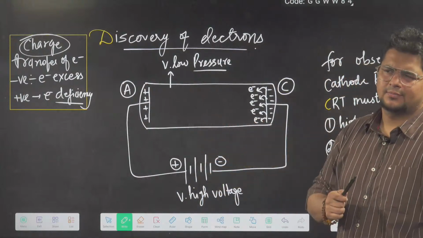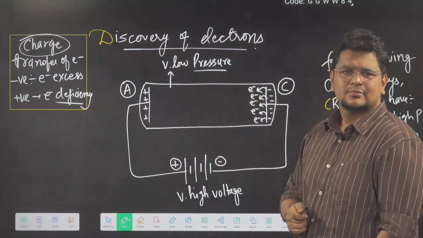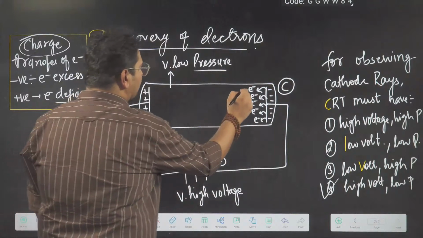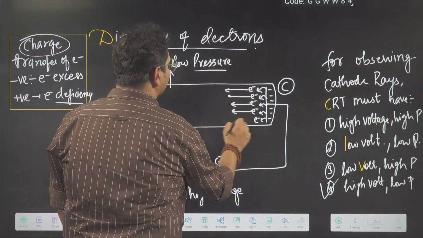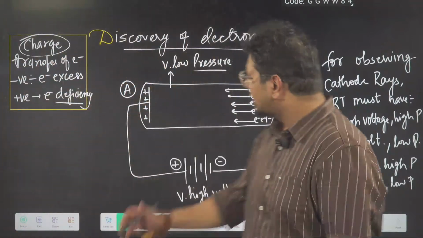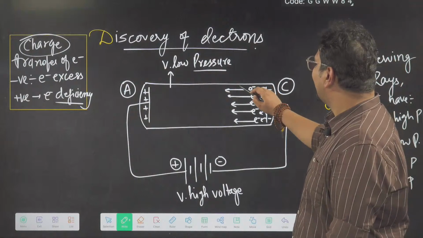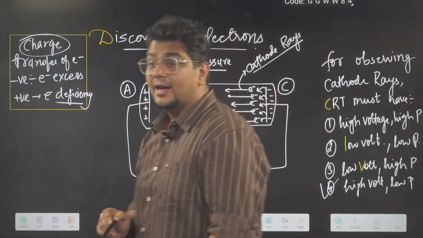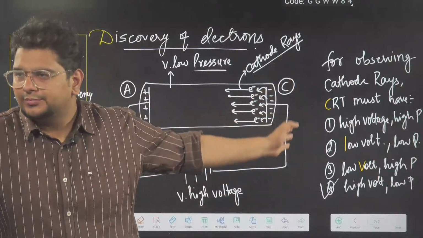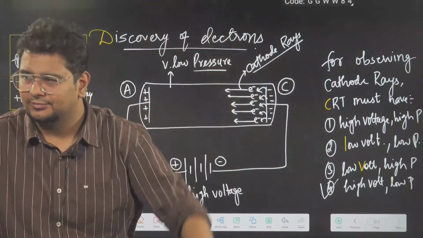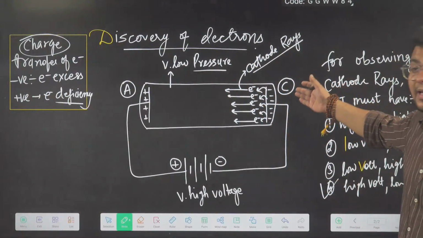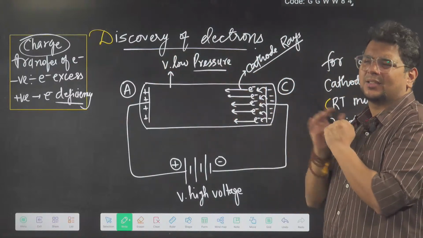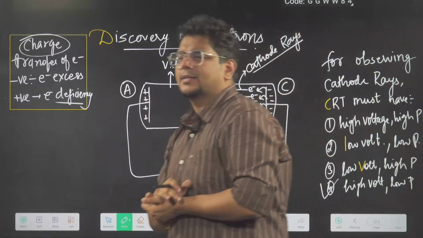What is the charge on these electrons? Negative. Charge on the anode? Positive. So plus and minus attract each other? Yes. So where will the electrons go? Electrons will run towards anode. Why? Because negative will be attracted towards positive. And these are called cathode rays. Cathode rays are electrons originating at cathode due to high voltage, moving towards anode due to opposite charge in a straight line. Cathode ray, clear or not clear?